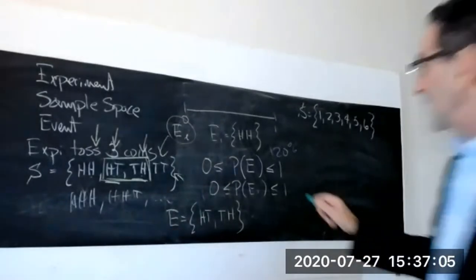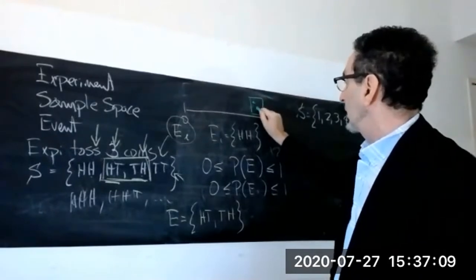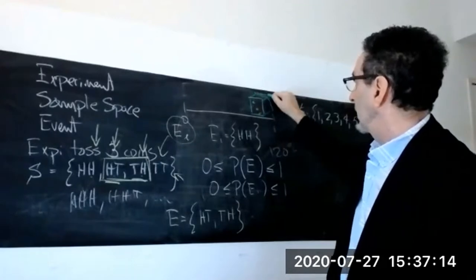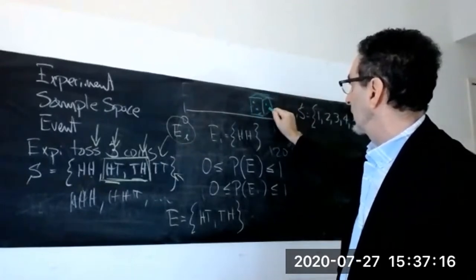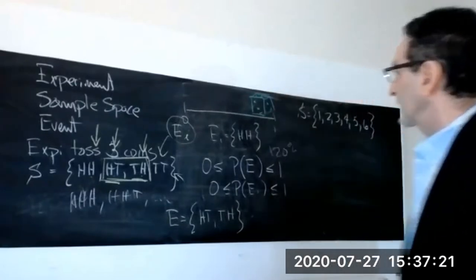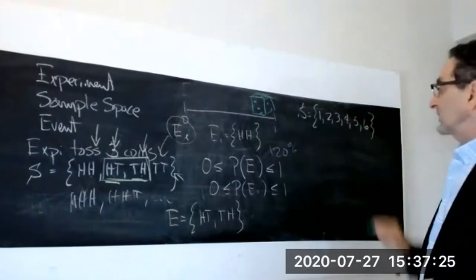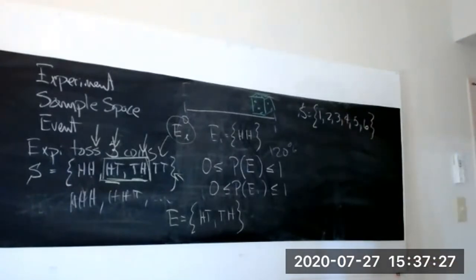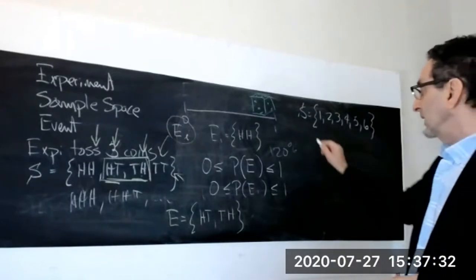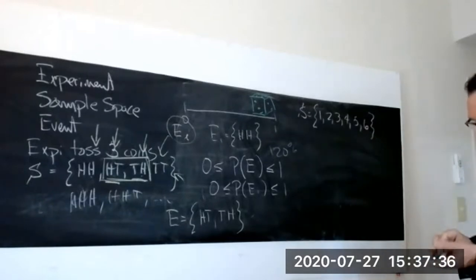Let's see, we have a green die. Okay, so we have a green die. So this is the sample space for rolling a die. Now, if I ask anybody, what's the probability of getting a 5? What's the probability of getting a 5?